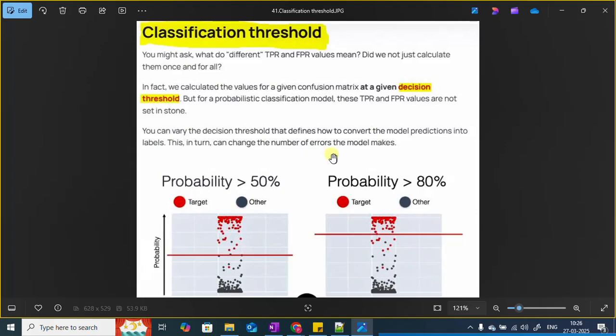Now, one point: classification threshold. Generally, if it is 50-50 percentage, why is it not good? As I told you, that is a random model. If the probability is greater than 0.5, you can see the red color line is present in the middle only. But if the probability is higher than 80 percentage, towards 1, then you can see your red color mark is going just beyond the half position. That is the classification threshold.